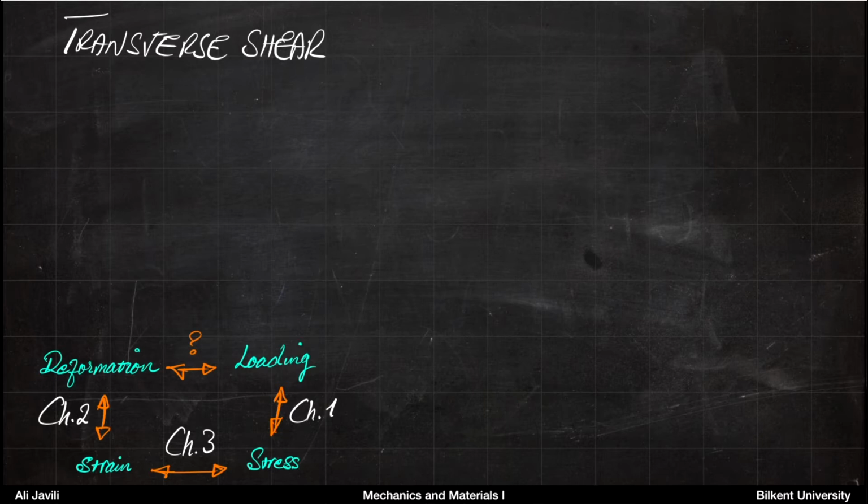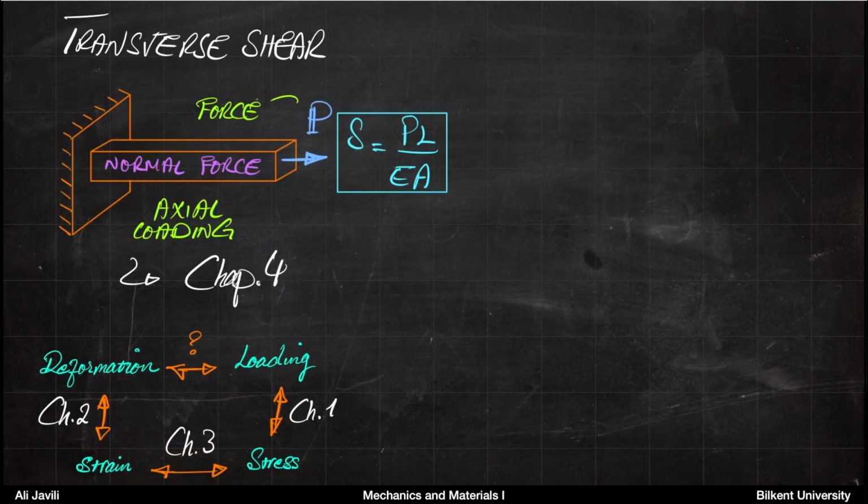Now, in the first chapter, we learned how to relate stresses to loading. In the second chapter, we learned how to connect strains to deformations. And then in chapter 3, we learned how to connect the stresses and strains together. So basically, there is no shortcut to go from deformation to loading, but you can go through these 3 steps, or through these 3 chapters.